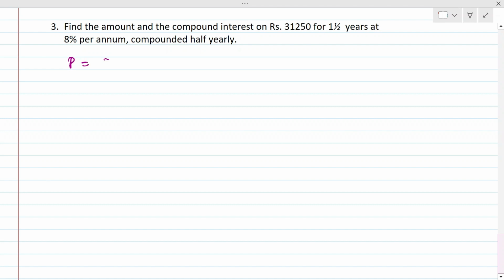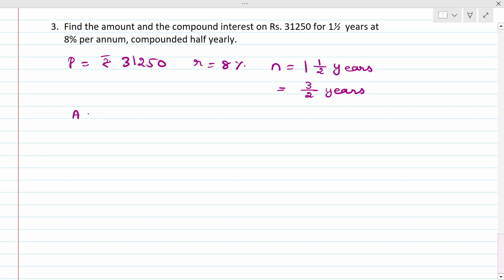P equal to rupees 31,250. And before writing years, we'll write R. R equal to 8% and N equal to 1 1 by 2 years. So now this 1 1 by 2 is in mixed fraction. We'll make it as improper. So it will be 3 by 2 years. For the calculation purpose, always we have to keep the fraction in improper, not in mixed fraction.